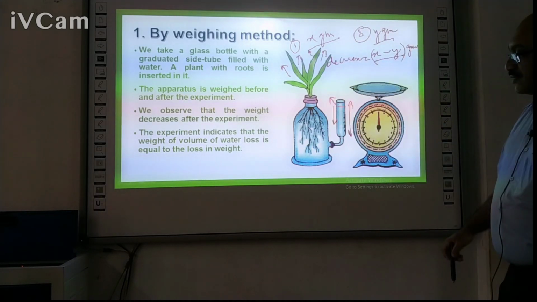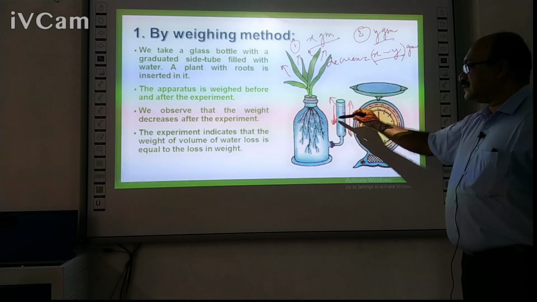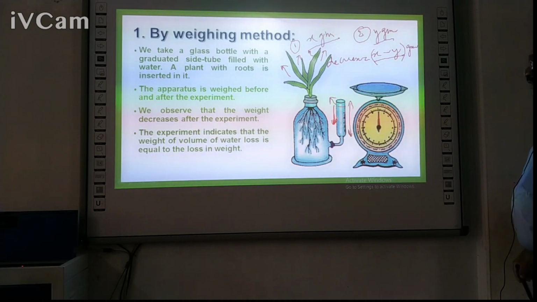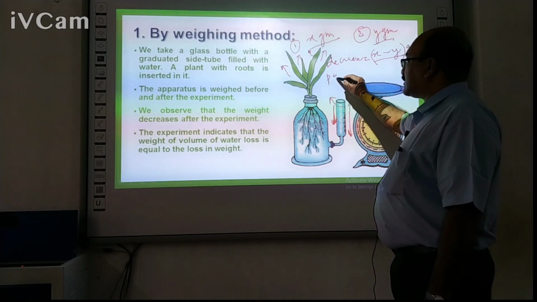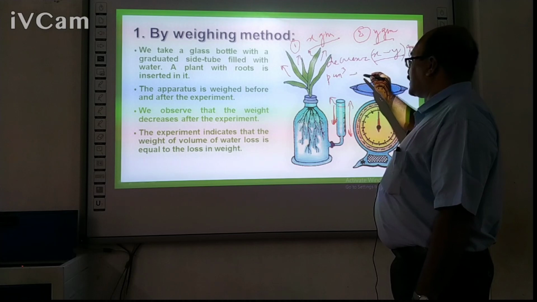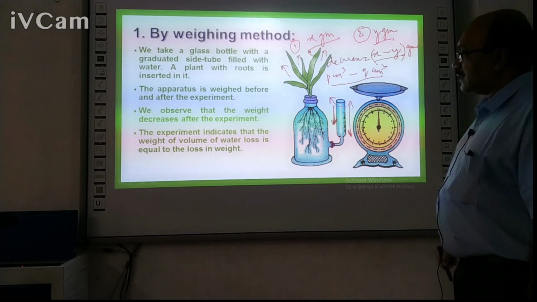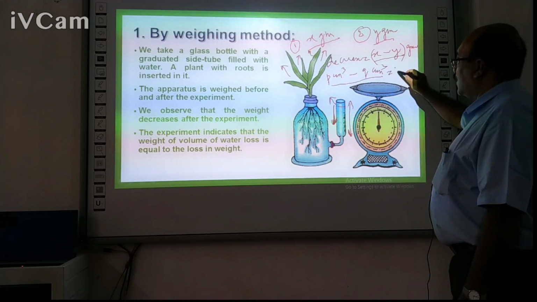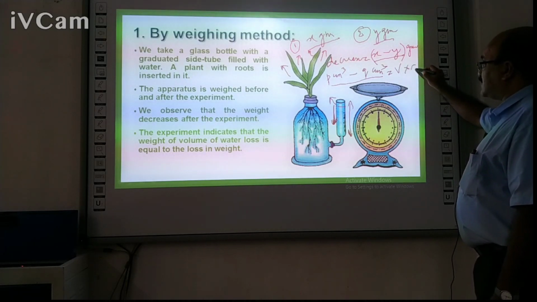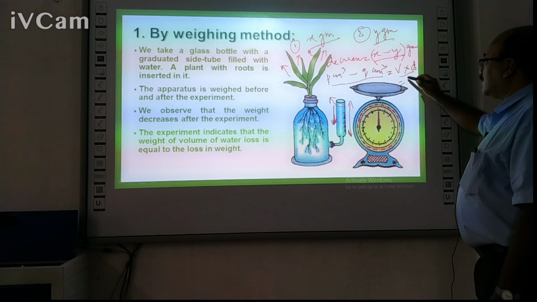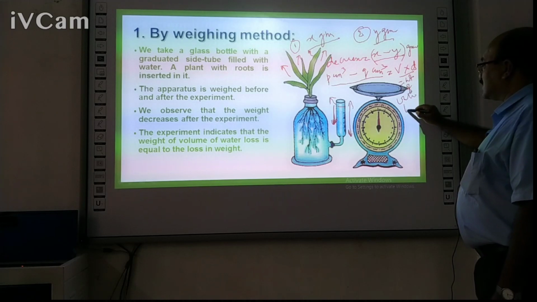As the water has been lost by transpiration, there is a decrease in the level of the graduated stem. If the initial reading is say p centimeter cube, after the experiment it will become q centimeter cube. This difference gives the volume of water. When you multiply this volume with the density of water, you get the weight of the water lost.